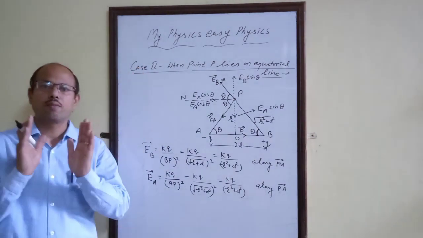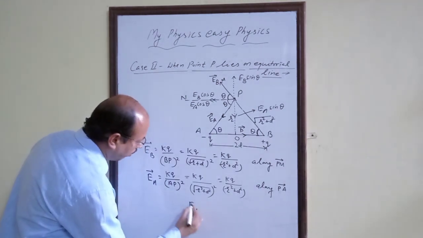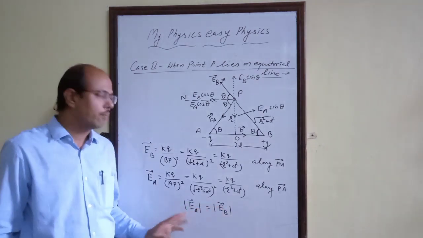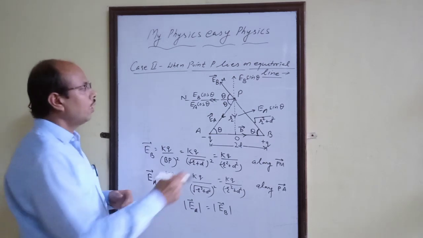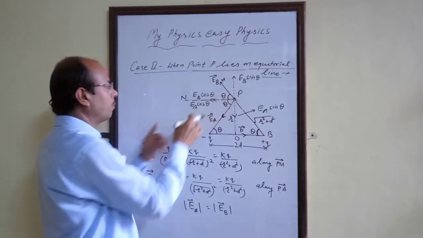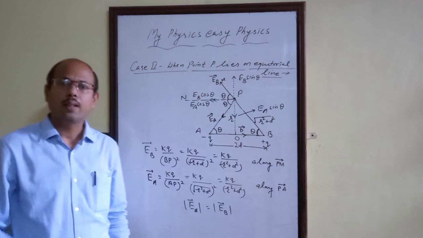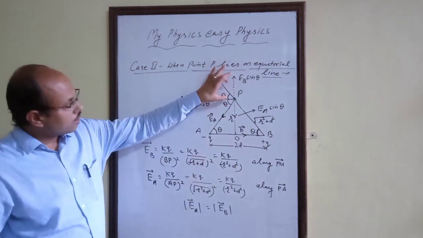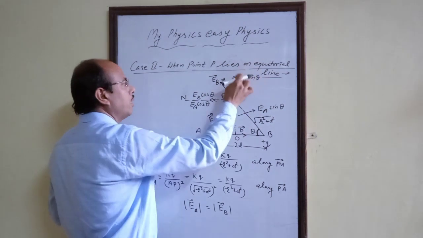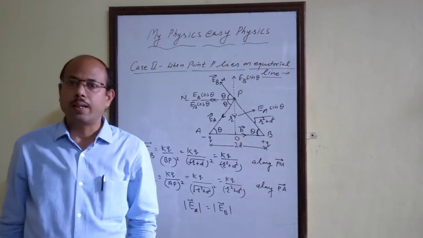So from these two expressions, it is very clear that EA and EB both have the same magnitude. We can write magnitude of EA equals magnitude of EB. It means both have the same value, only the direction differs. Now we have discussed the different components of EA and EB. Here in this direction the components are EA cos theta and EB cos theta. In this direction one is EB sin theta and the other is EA sin theta. Since EB and EA have equal magnitude but opposite direction, the components EB sin theta and EA sin theta will have the same value but exactly opposite direction.